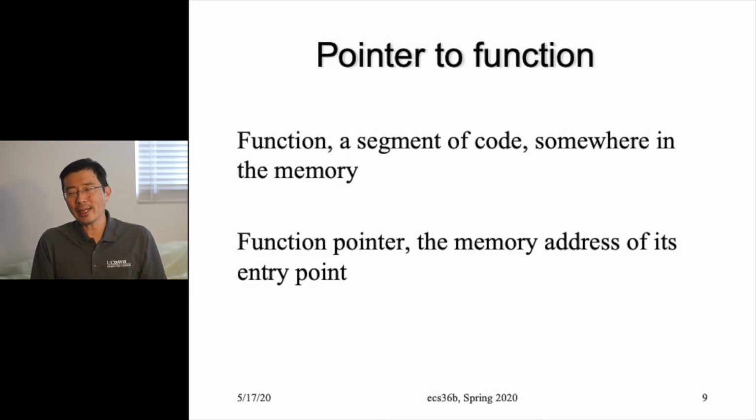So now we can generalize that concept to a function, a piece of code as well, because when I talk about memory addresses, I use memory to host my data, but I also use memory to host my code. So since a function is a segment of code, it's somewhere in our memory, then a function pointer is essentially the memory address of the entry point to that code in execution.